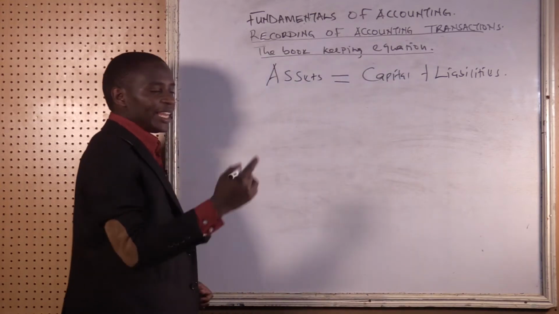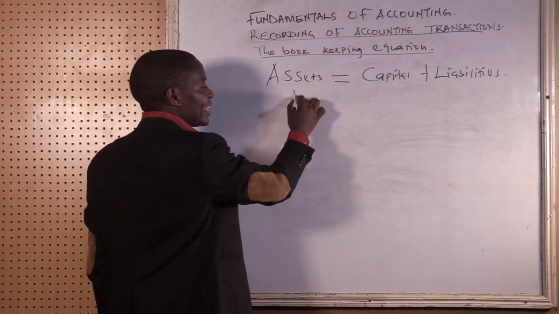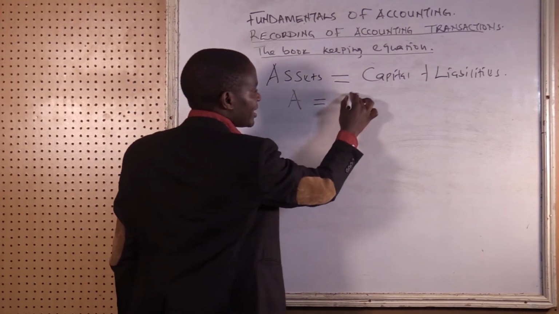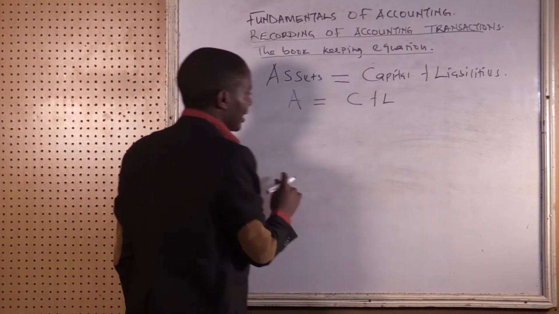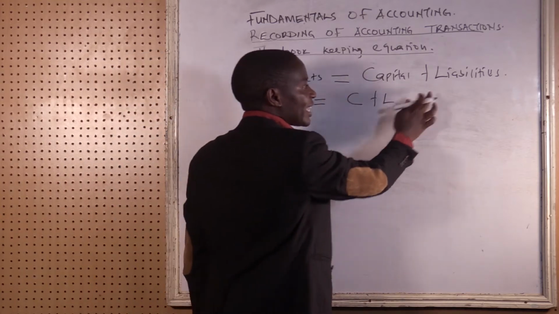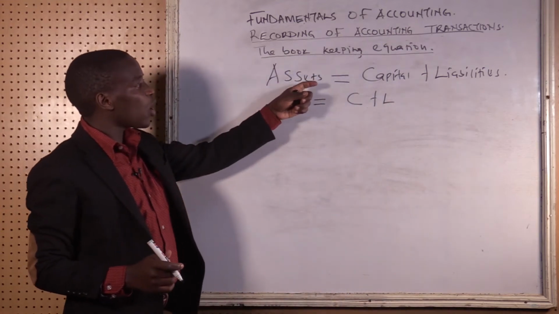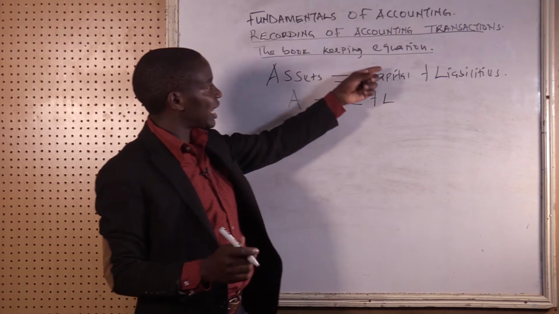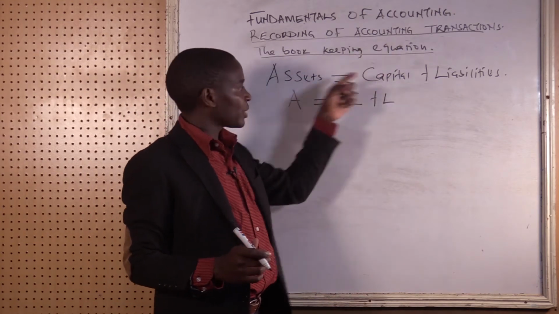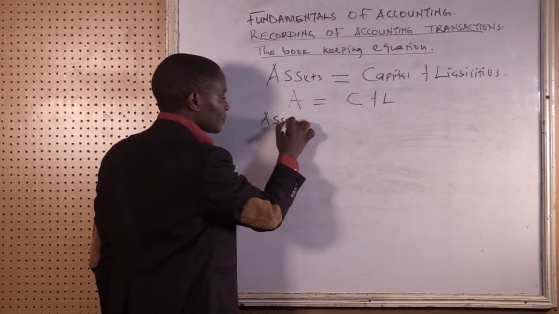We usually relate it in an acronym whereby we say that A is equal to C plus L, where A stands for asset, C stands for capital, L stands for liability. Let's now look at the individual components of this particular bookkeeping equation, and we shall start with the first one, which is assets.